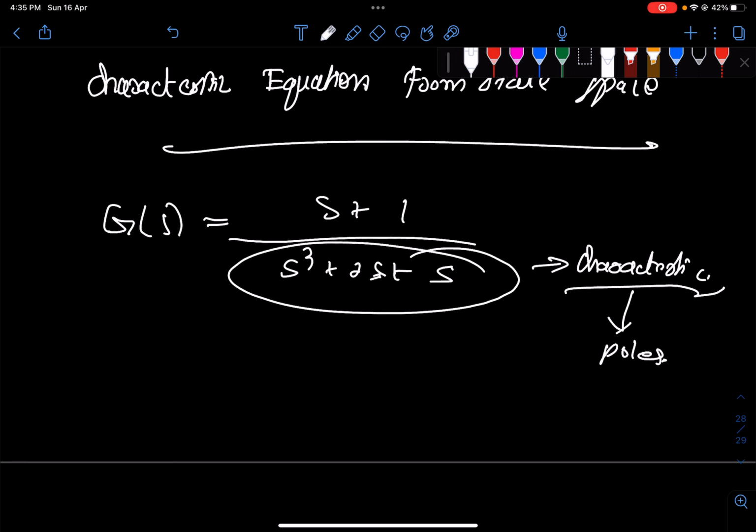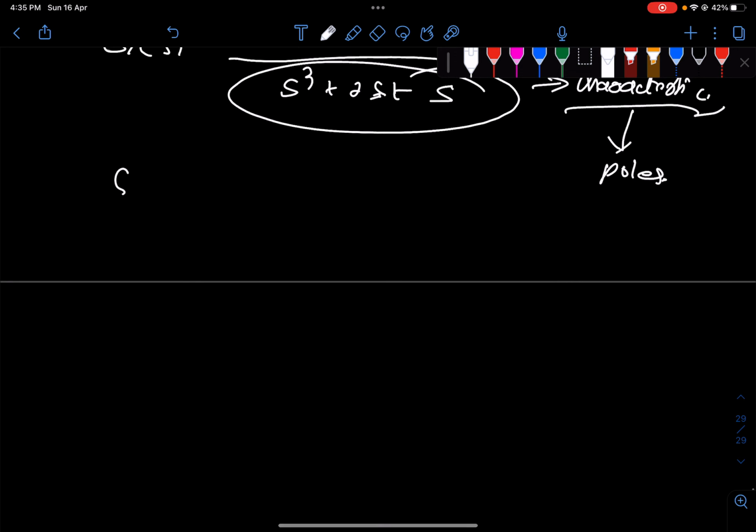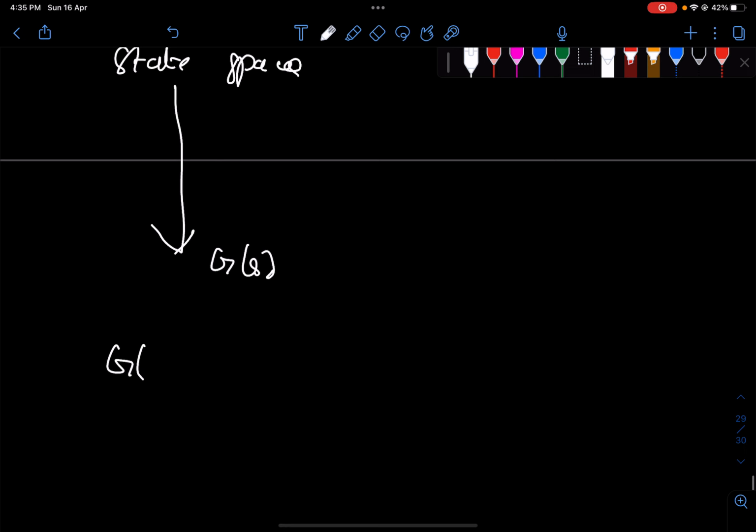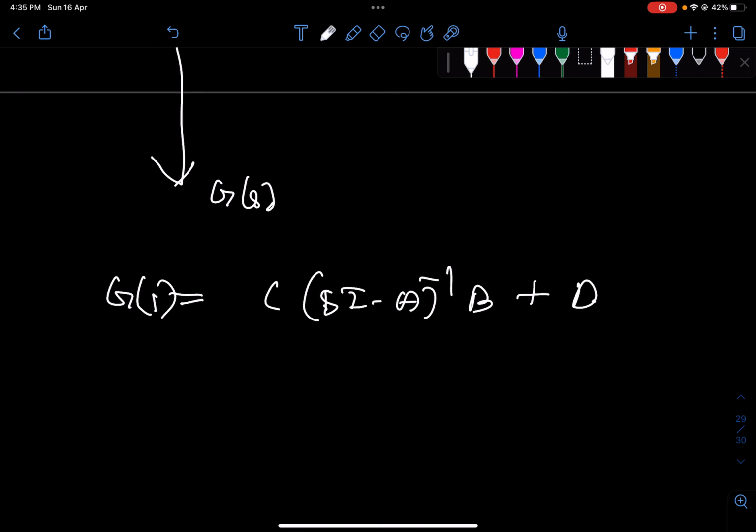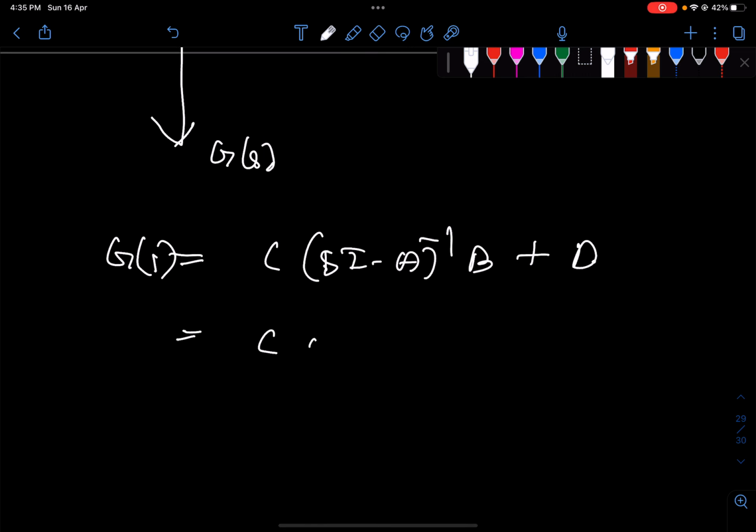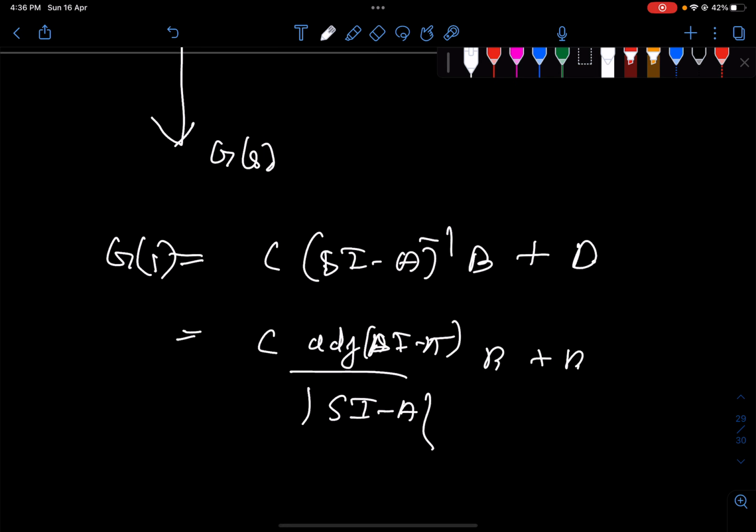And the denominator of the transfer function is the characteristic equation. So if the state space is given to you, I can construct back G of s. I have told you what G of s is. G of s is C times (sI minus A) the whole inverse, multiplied by B, plus D. Yes, this we know. Then the inverse can be written as the adjoint matrix divided by the modulus of sI minus A.